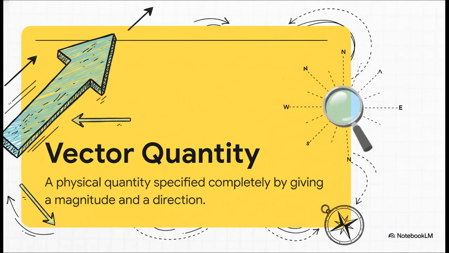And now, for the hero of our camping story, the vector. A vector takes that scalar's magnitude and unit, and it adds that absolutely crucial missing piece of information, direction. It answers both how much and which way.